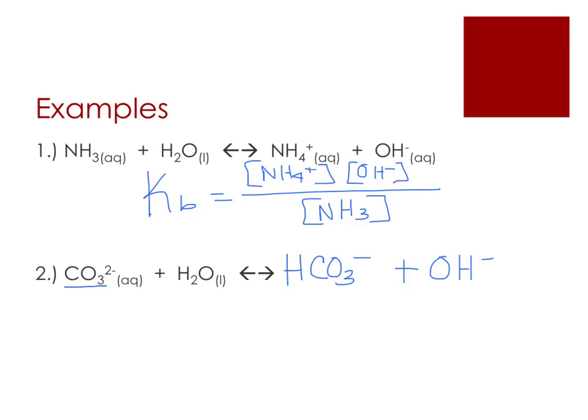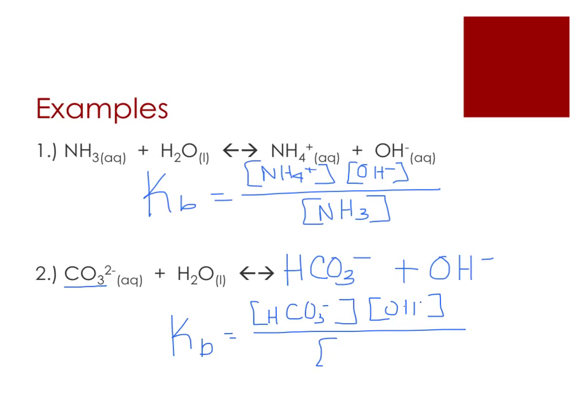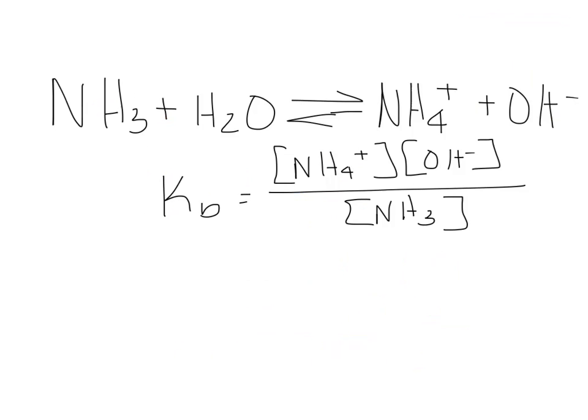Welcome back. You should have gotten that the Kb expression is equal to the concentration of HCO3- times the concentration of OH- divided by the concentration of CO3 2-. Let's take a look at what the Kb value means, just as we did with Ka. In this case, we have the weak base, ammonia, or NH3.